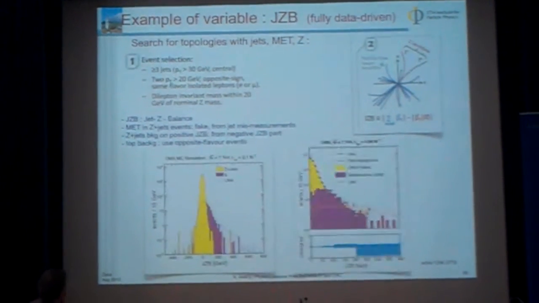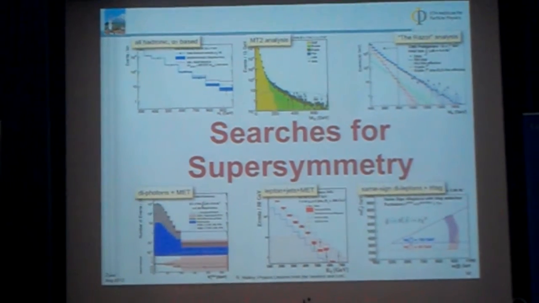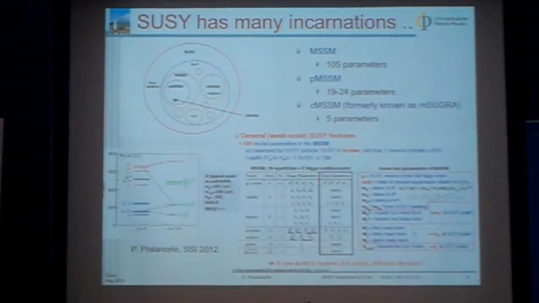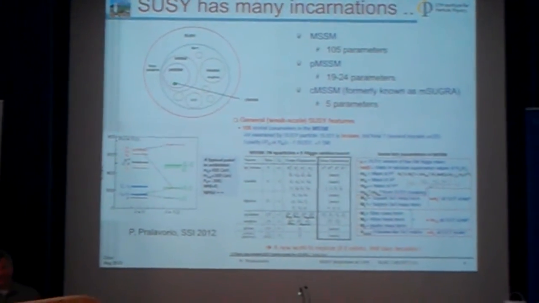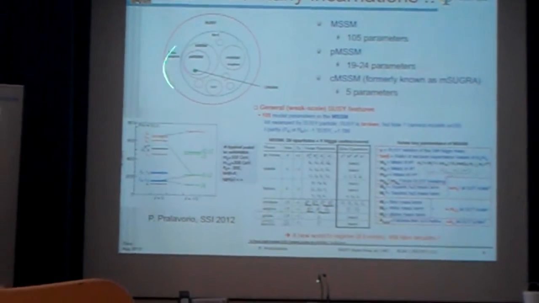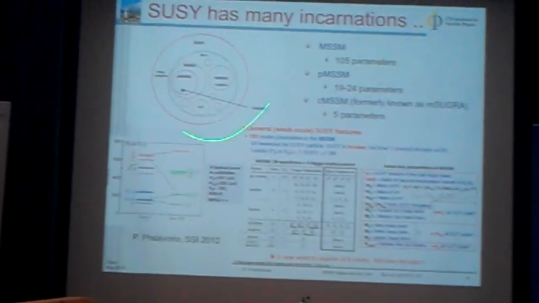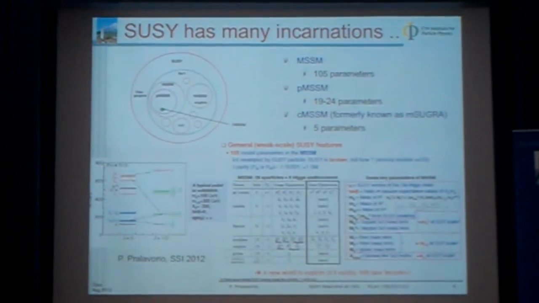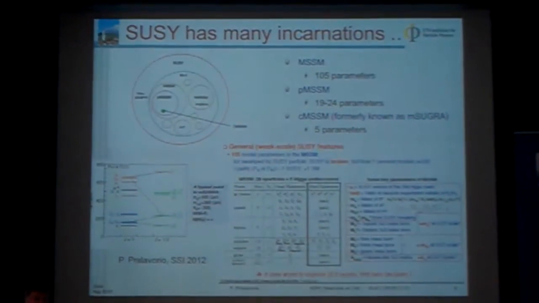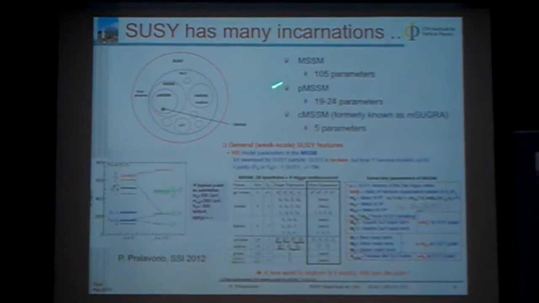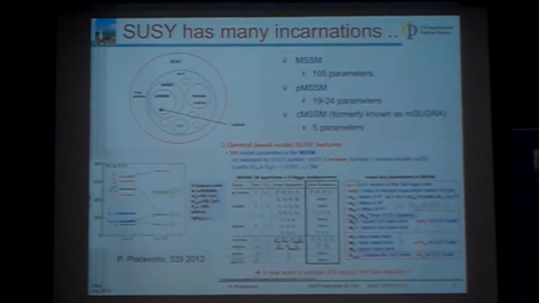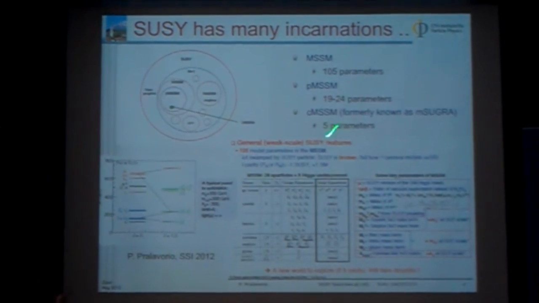Okay, let me just skip this, it is a rather technical one, so for the last 5 minutes let me go to this slide. Supersymmetry, as you know, has many incarnations, so there's a little Venn diagram here. Let's start with the MSSM, which has about 105 parameters, and then you can make various assumptions to reduce them. The phenomenological MSSM has 19 to 24, and then the constrained MSSM, which was formerly called mSUGRA, has 5 parameters.